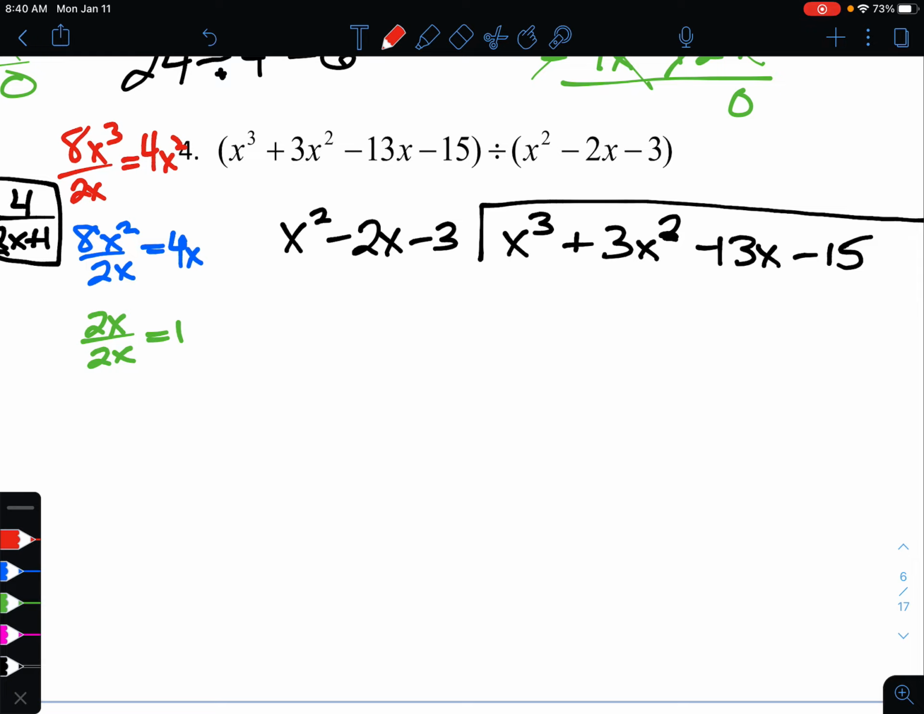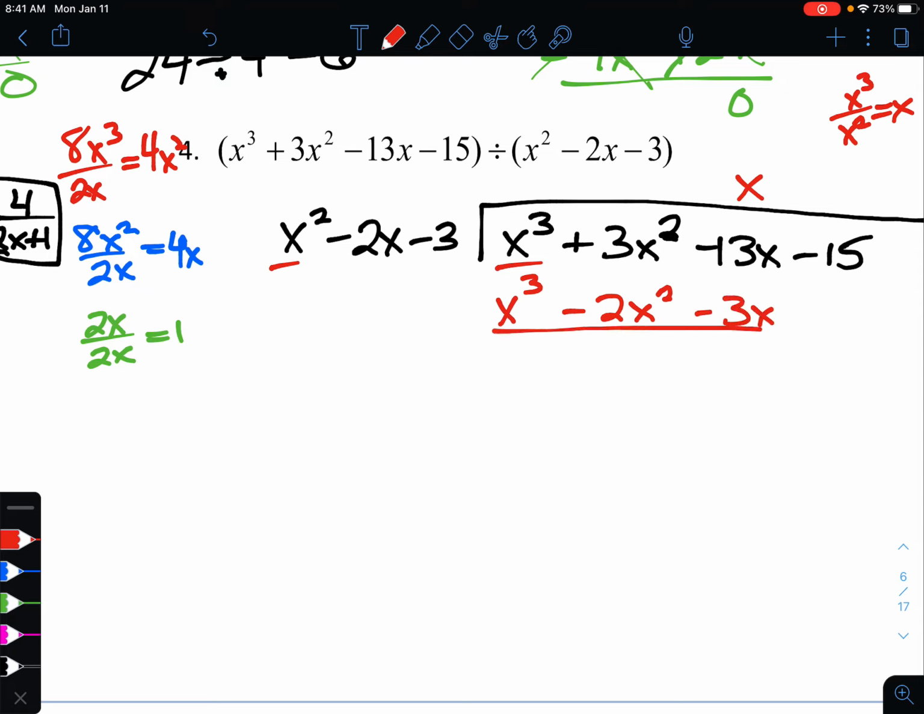All right, we've got all of our placeholders. Everything's in standard form. So right now we just need to look at the x cubed, dividing it by x squared, and that's just x. So we'll put x on top of our division bar, and we'll go ahead and multiply it through. So x multiplied by x squared is x cubed. x multiplied by negative 2x is negative 2x squared. And x multiplied by negative 3 is negative 3x.